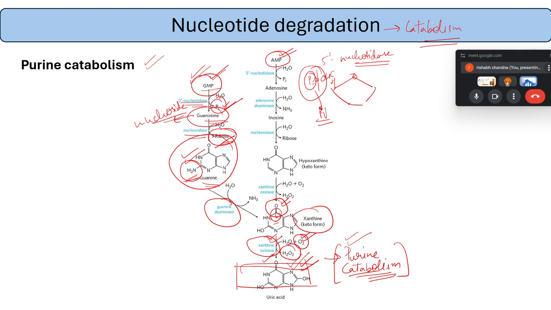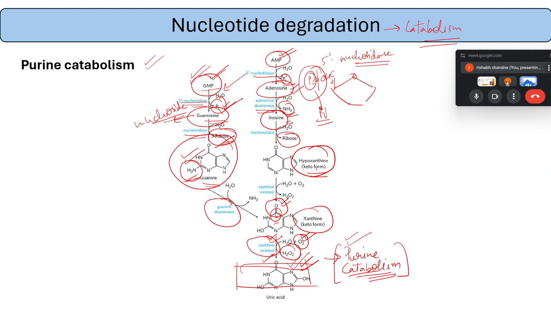Okay. Now, in AMP, a similar process happens, but the intermediates are different. So, in AMP, first the phosphate is released using the same enzyme, 5' nucleotidase. Then adenosine is formed, that is the nucleoside of adenine. And after this, the amino group of the adenine is removed by the enzyme adenosine deaminase. So here it is changed to inosine. Okay. Now, after this, the ribose is removed, leading to the formation of hypoxanthine. That is the keto form for adenine.